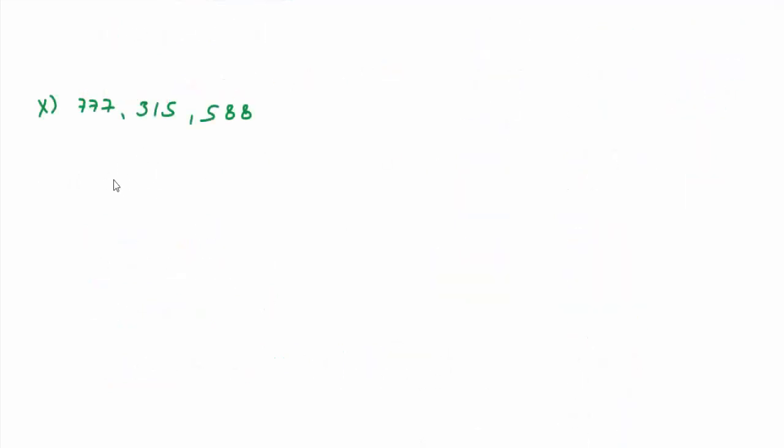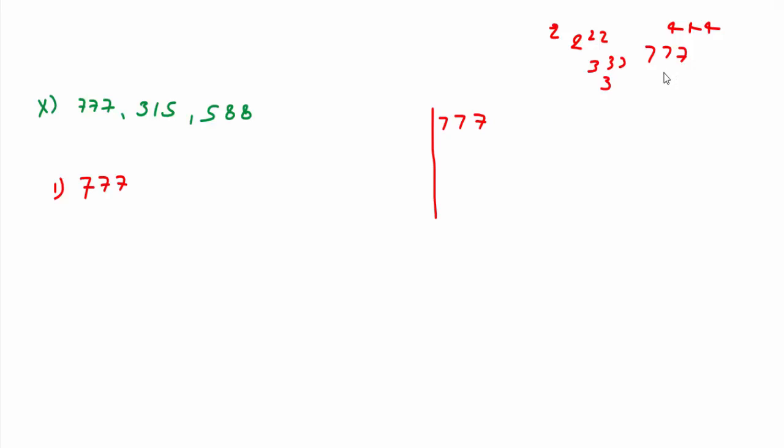Students, we need to find out the highest common factor or greatest common divisor for all these 3 numbers. Students, it is very important to find out the factors of the given numbers. So here we have 777. Let us factorize this 777. Whenever you see numbers like 222, 333, 777, 444, always first divide by the same number. If 2 is repeated, divide it by 2. If 3 is there, divide by 3. If 7 is there, divide by 7. And if 4 is there, divide by 4.